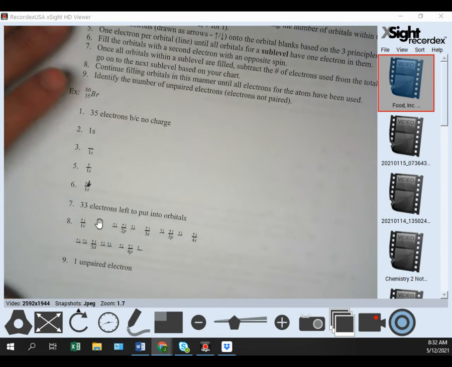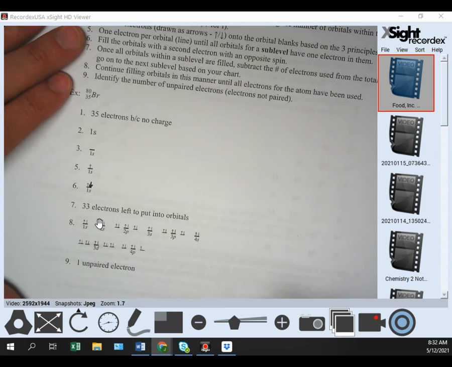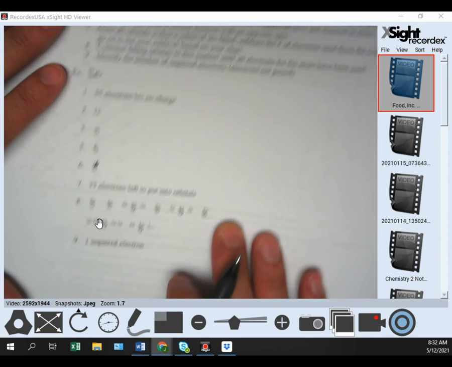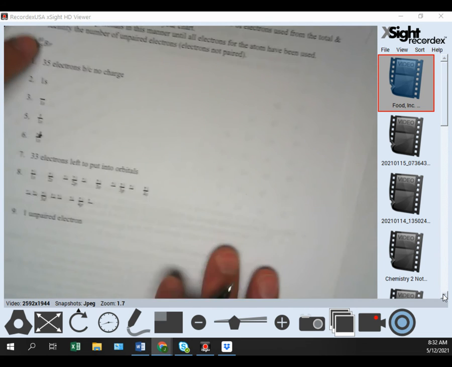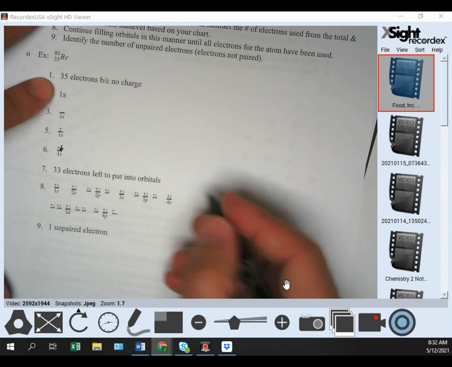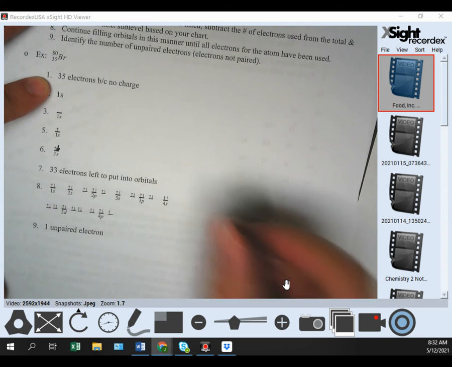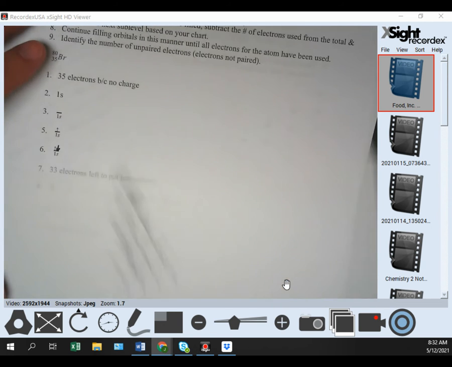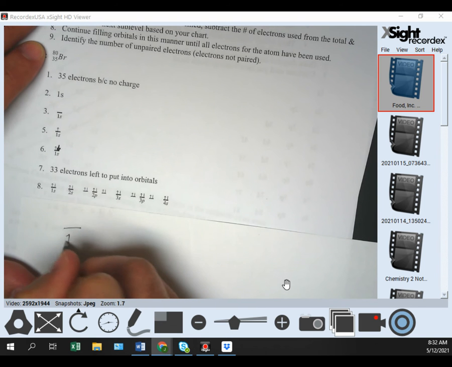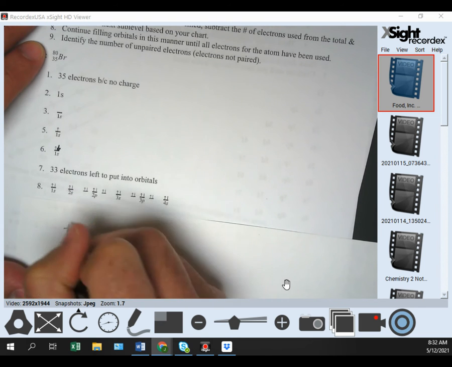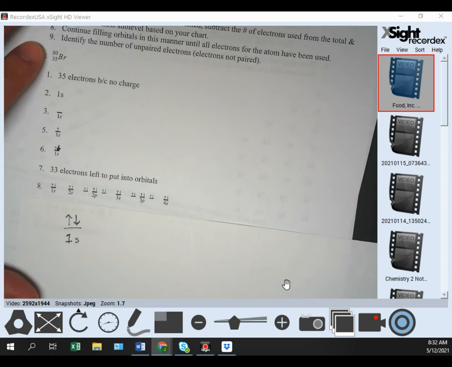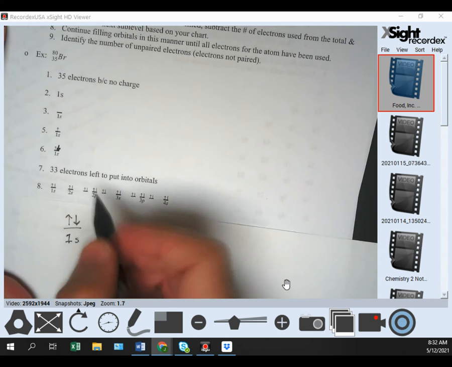So you just keep following this. Let me show you how I would do this out next to it here. I've got 35 electrons, right? So I would do 1s. I've got 2 in 1s. So 1 up, 1 down. So now I'm down to 33 electrons.